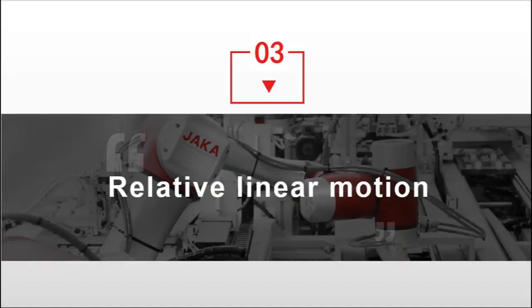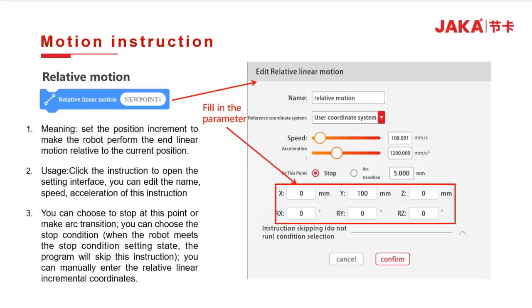Relative linear motion. When you click on our relative linear motion, it will jump to this interface. As previously, you can set names for these positions. Next, there is the choice of the reference coordinate system. Here we can choose the user coordinate system or the tool coordinate system. The choice of the reference system will determine the direction of our relative linear motion.